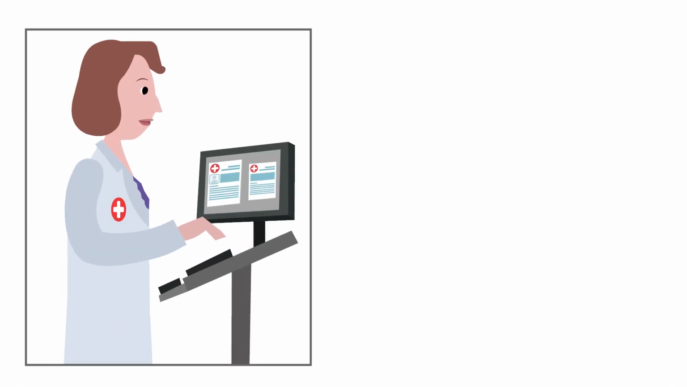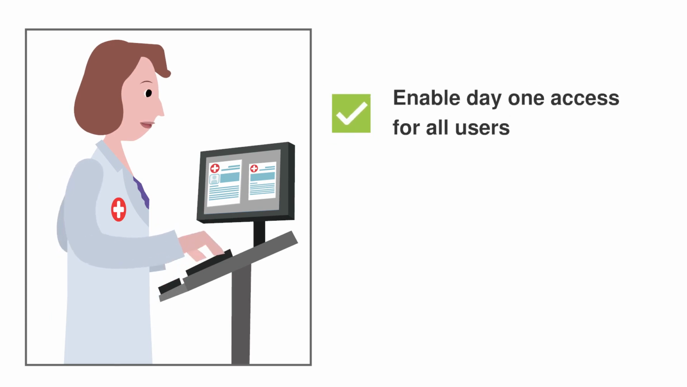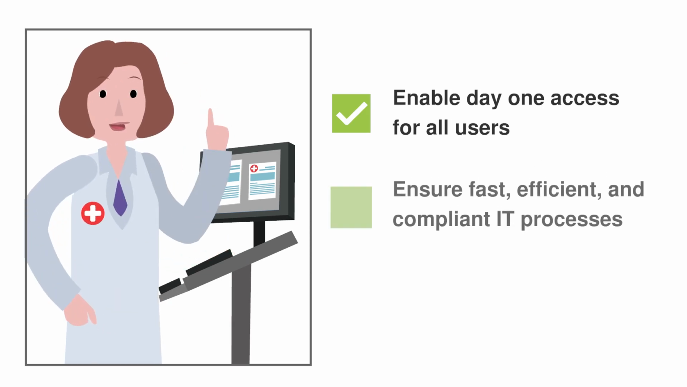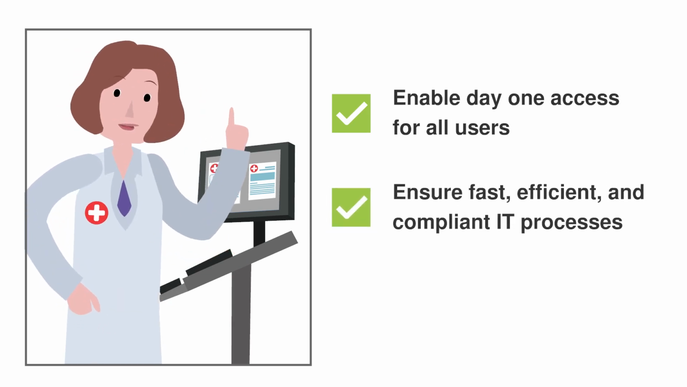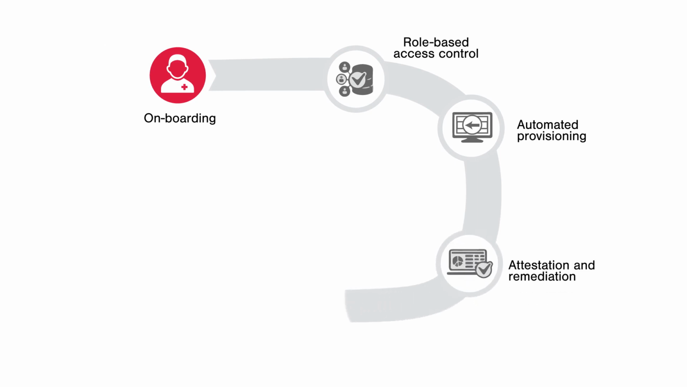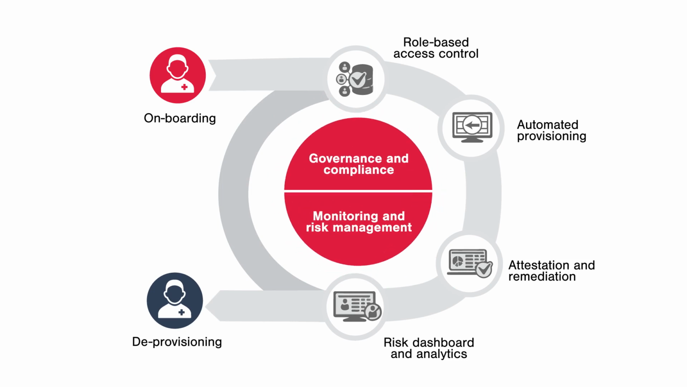Healthcare organizations need a better solution, one that enables all users to have day one access to everything they need for their job, while ensuring fast, efficient, and compliant IT processes. Designed exclusively for healthcare, Imprivata Identity Governance is an end-to-end solution with precise role-based access controls, automated provisioning and deprovisioning, streamlined auditing processes, and analytics that enable faster risk analysis and remediation.